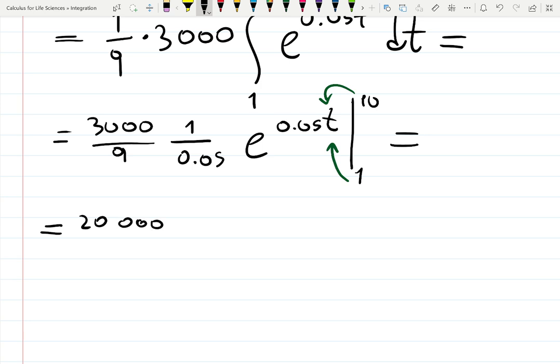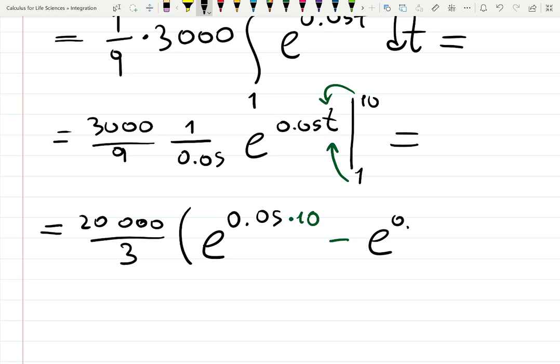2/3 times e to the 0.05 times 10. Plug the top. That's the formula of the fundamental theorem of calculus. 0.05, plug the bottom. Done. So the approximate average from 1 to 10 of this amount of bacteria was 3,983, or whatever it was.